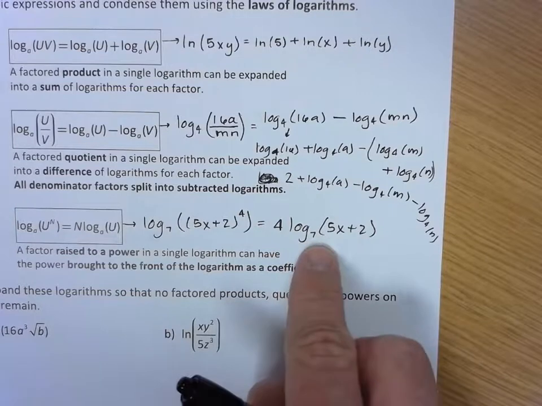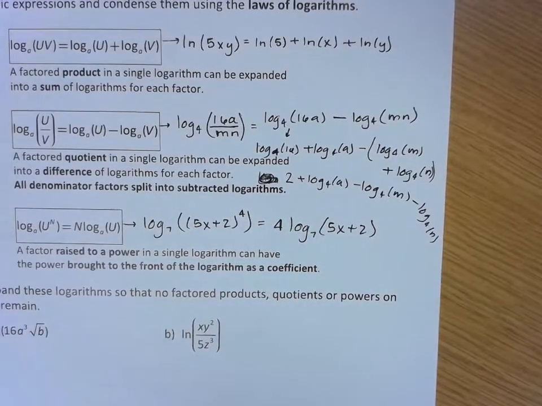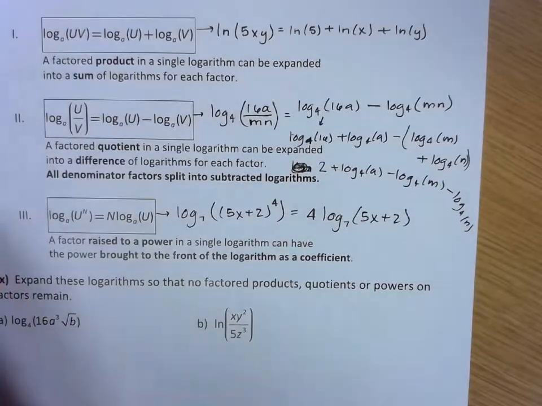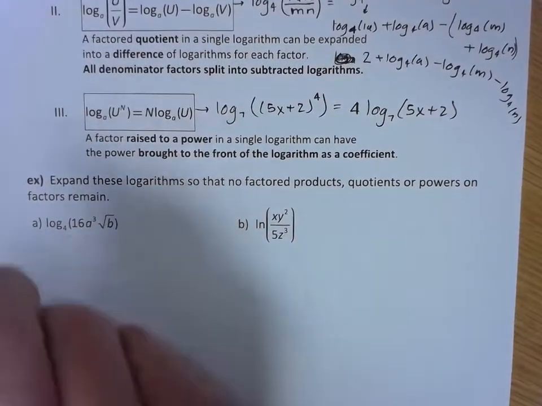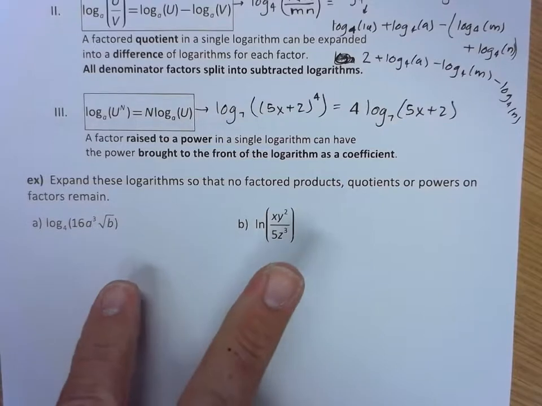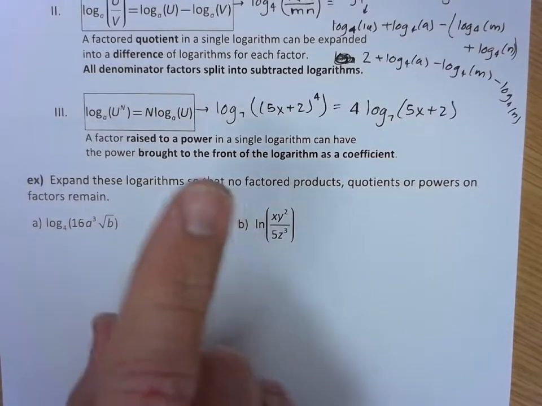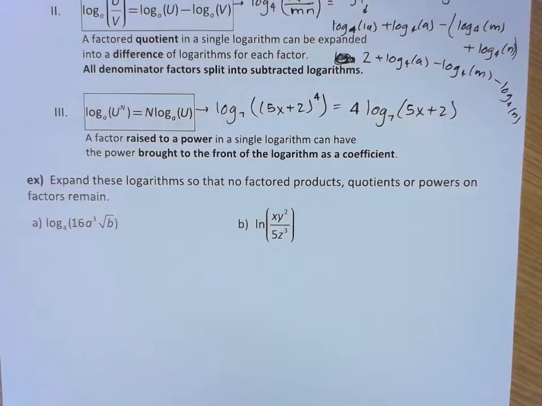You're kind of making a distributive property for logarithms, which doesn't actually hold true. So be really careful about creating a property of logarithms that is false. Whenever you're doing the homework in this section, the first few problems ask you to take a single logarithm and expand it as far as you can using these laws, so that there are no factored products, quotients, or powers left on factors.